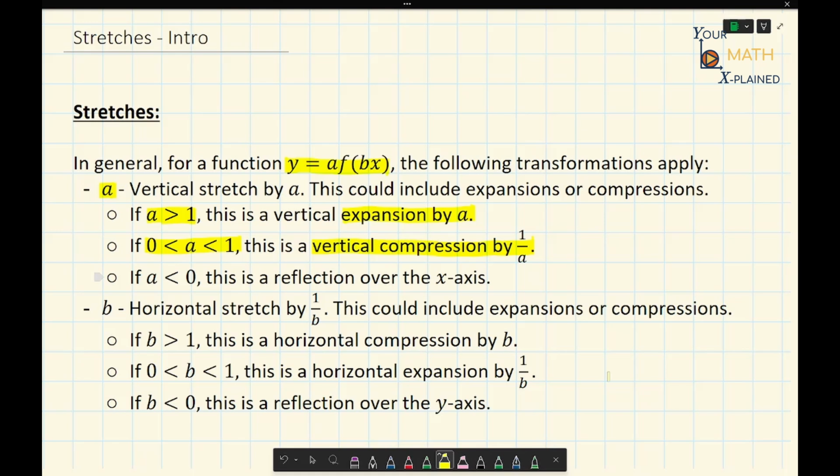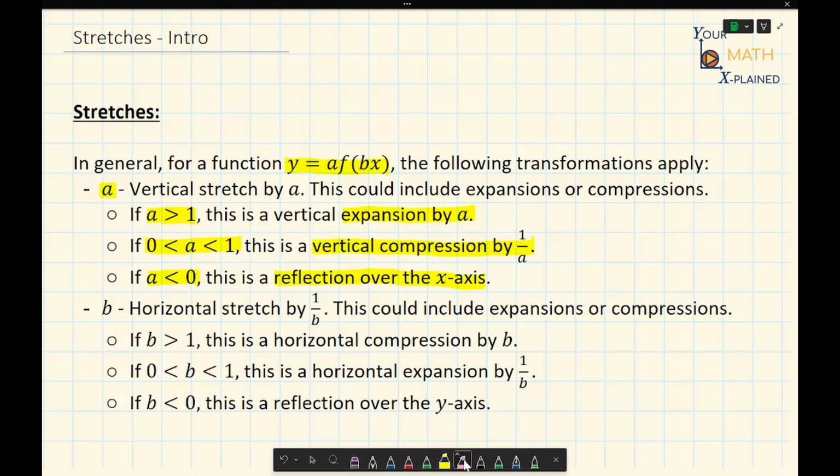And finally, if a is negative, it is going to be a reflection over the x-axis. Now, not only is it a reflection over the x-axis, if a was, let's say, -2, then you're going to have an expansion and a reflection.